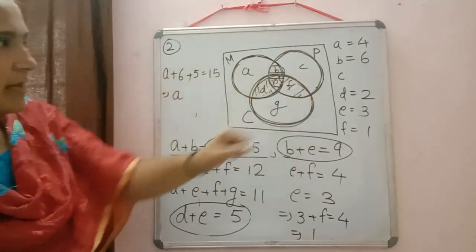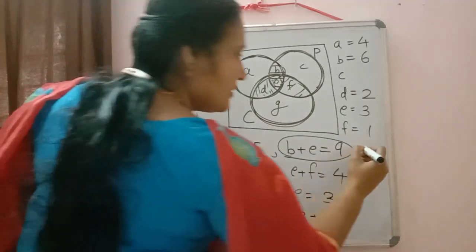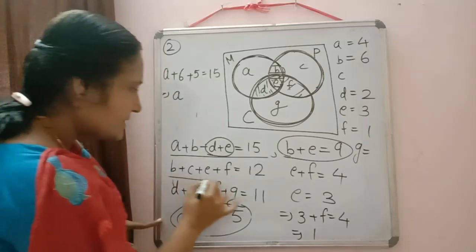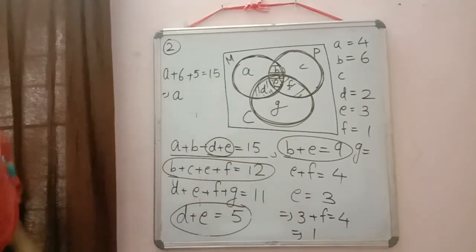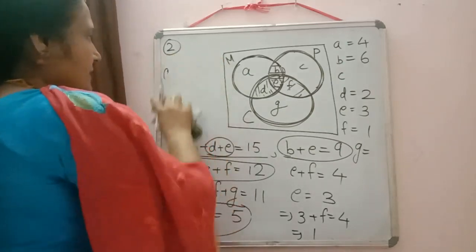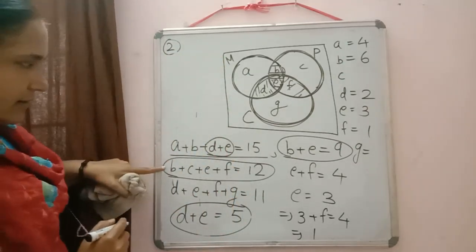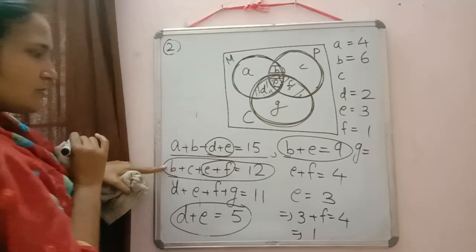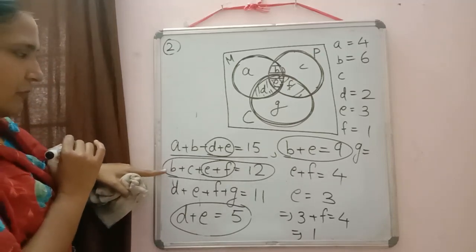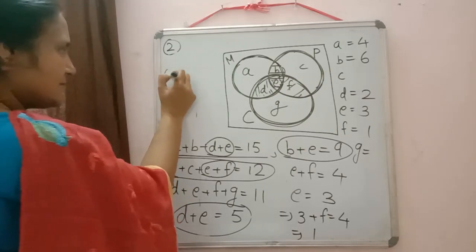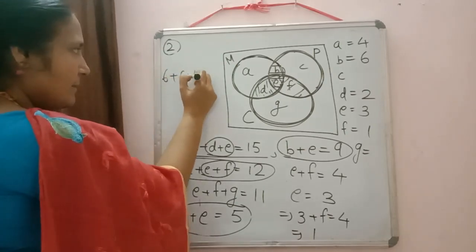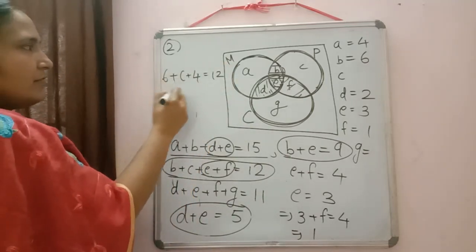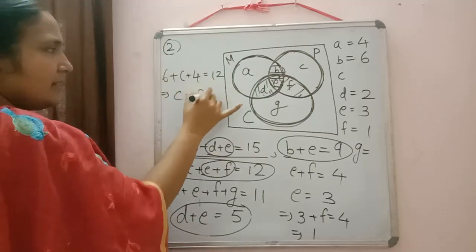Now next we want the value of C. Okay, G also we want here. So G also I am writing here. C. So to calculate the value of C we can use the second information. B plus C plus E plus F is equal to 12. So again, just to check, anything we can substitute. Yes, E plus F is equal to 4. So in place of E plus F we can substitute 4. And the value of B is 6. So 6 plus C plus 4 is equal to 12. So 6 plus 4, 10. So from here we will get C is equal to 12 minus 10, 2.